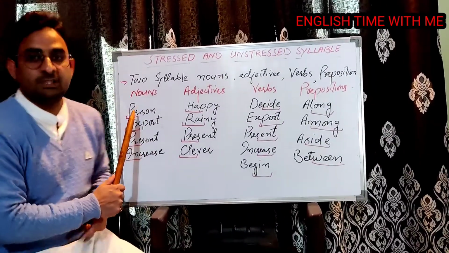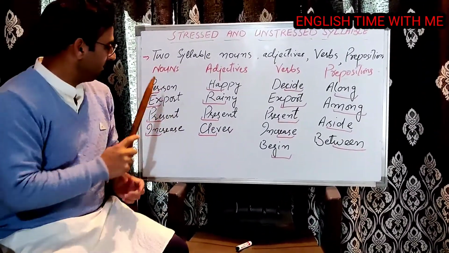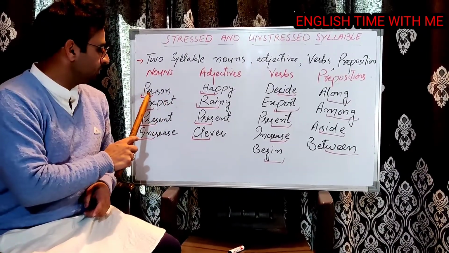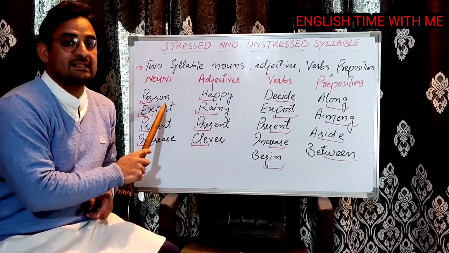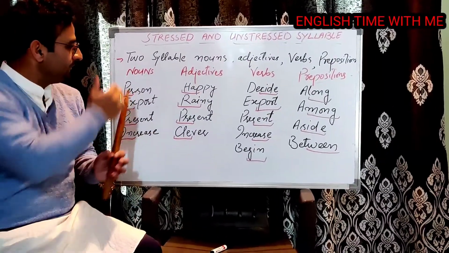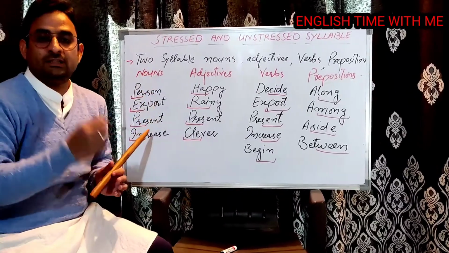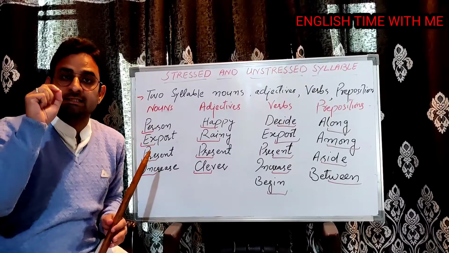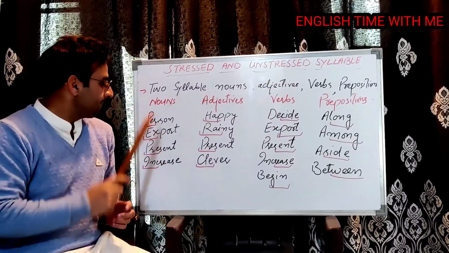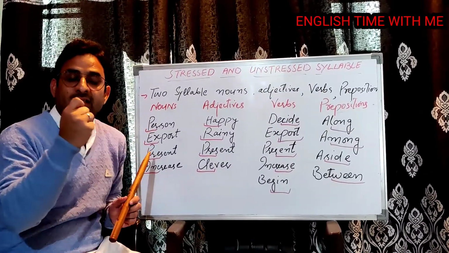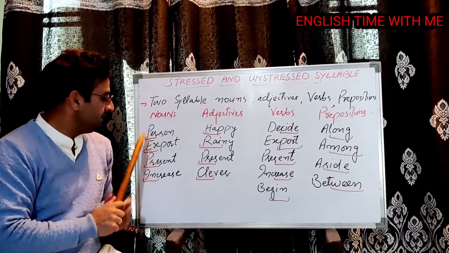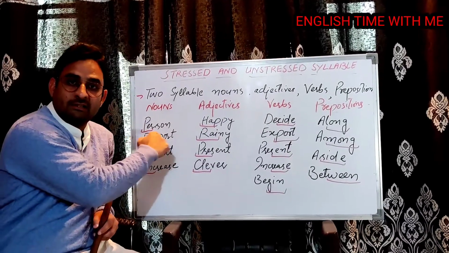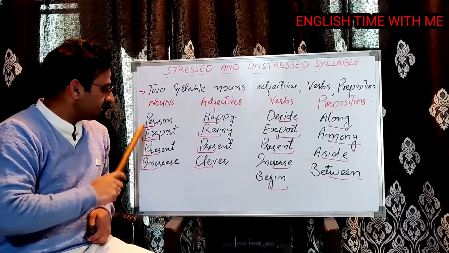I have written here "person." There are two syllables, and two vowel sounds here. If there is a two syllable noun, in such a case the stress has to be put on the first syllable. Here the first syllable I have marked with a red marker. These are stressed syllables.